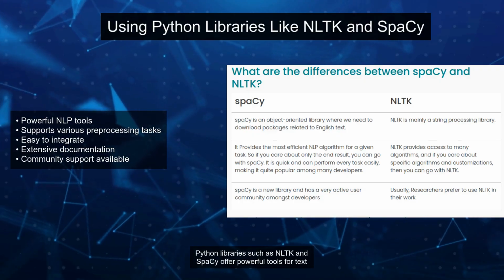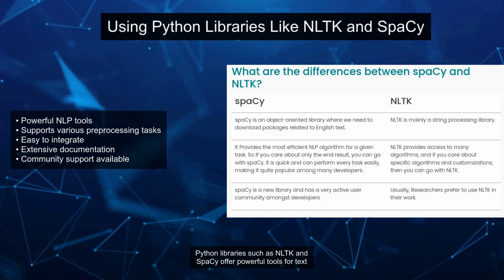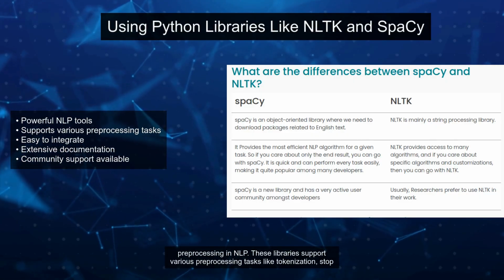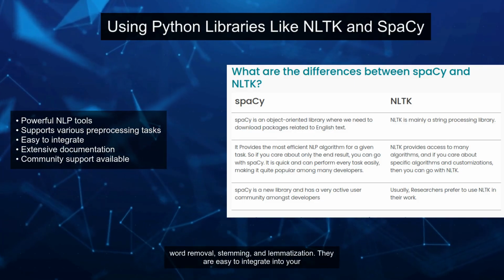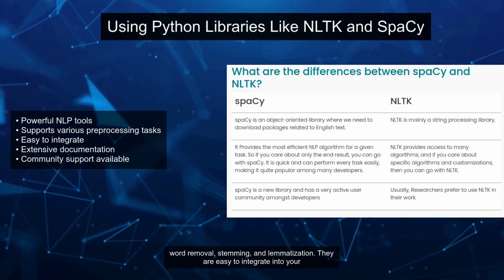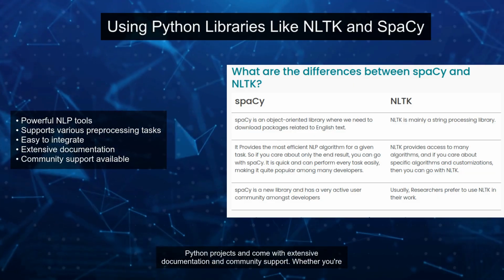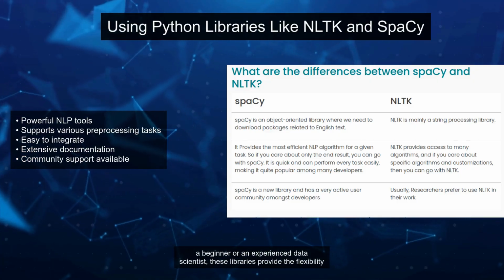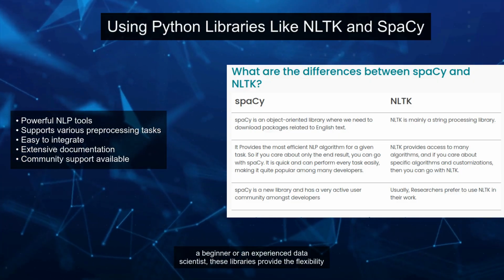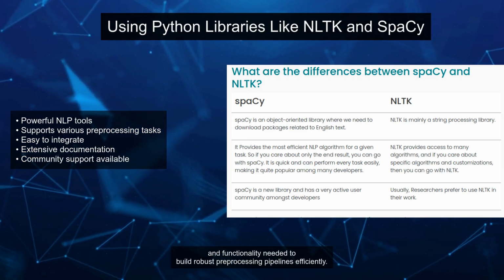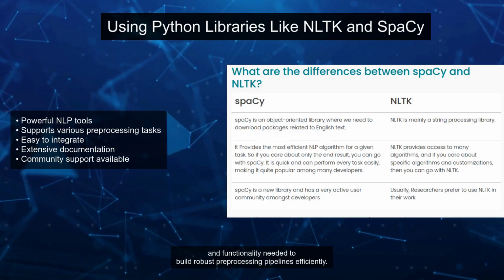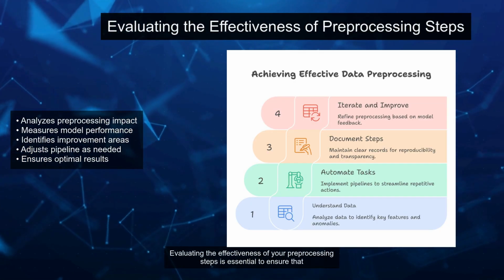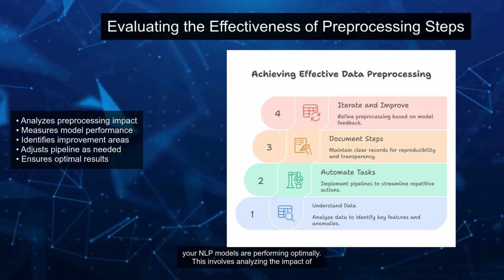Python libraries such as NLTK and spaCy offer powerful tools for text preprocessing in NLP. These libraries support various preprocessing tasks like tokenization, stop word removal, stemming, and lemmatization. They are easy to integrate into your Python projects and come with extensive documentation and community support. Whether you're a beginner or an experienced data scientist, these libraries provide the flexibility and functionality needed to build robust preprocessing pipelines efficiently.